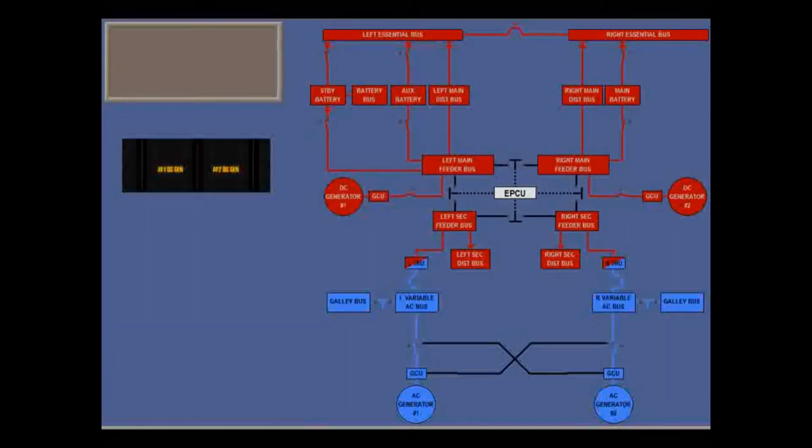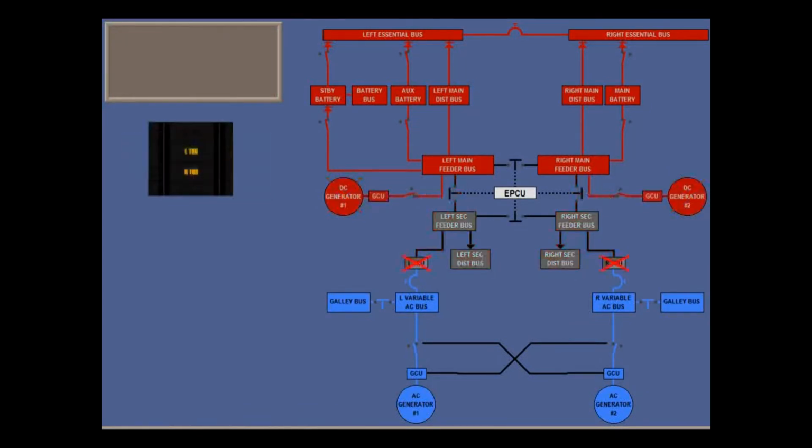Loss of two DC power sources is not a major problem. For example, with both DC generators out of action, the EPCU reroutes power by closing the vertical bus ties, so that the TRUs are powering the whole DC system. With both TRUs not working, the vertical bus ties also close, and the DC generators power the secondary feeder buses.